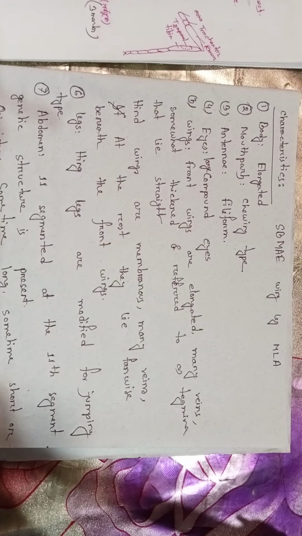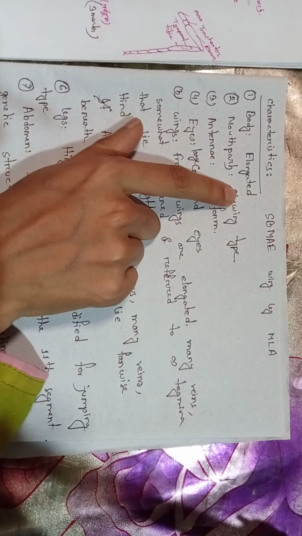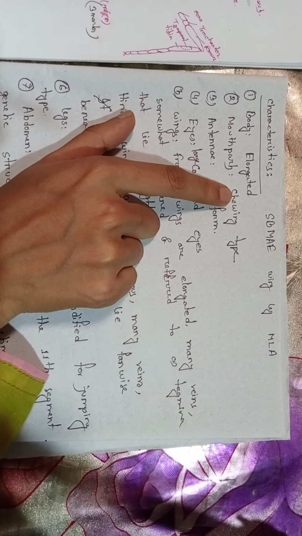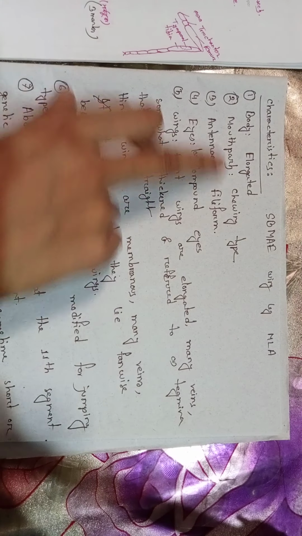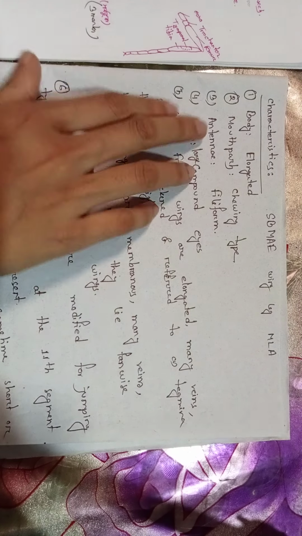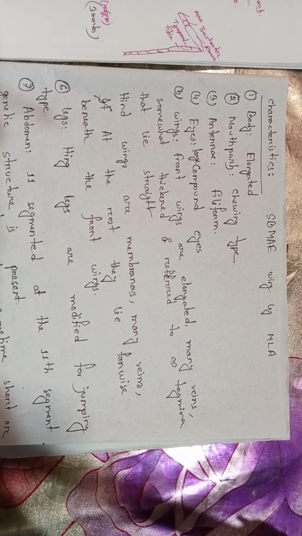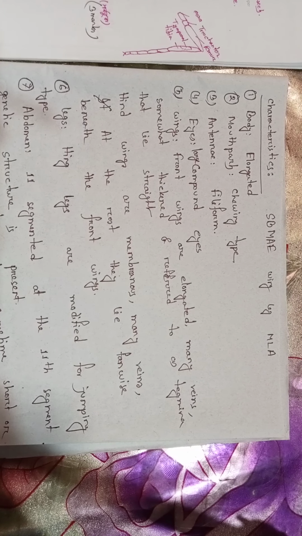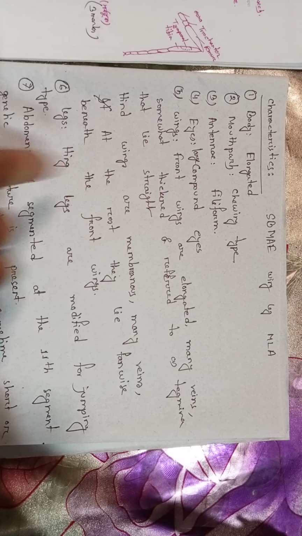So let's come to the characteristics. We'll find that the body is elongated. When we see any short-horned grasshopper, any sort of grasshopper, we'll find that the body is elongated. Then come to the mouth part. They are actually chewing type. That means they are cutting the parts of any plant or any leaf. They are actually using their mouth parts to chew it.